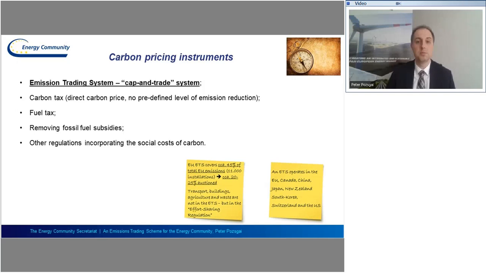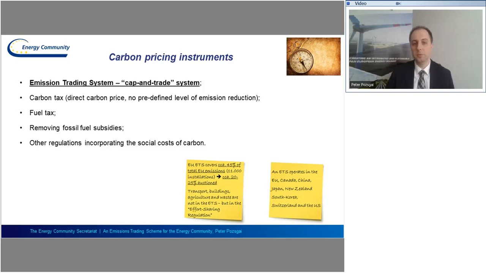Ultimately, there will be some market players who will have to stop their operations and move out of the market. In an ETS, these emission allowances can be distributed in two ways, either via free allocation or via auctions.